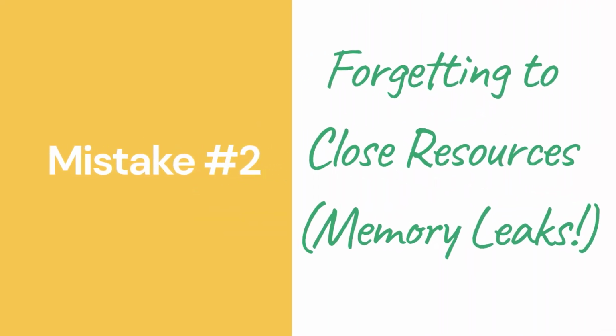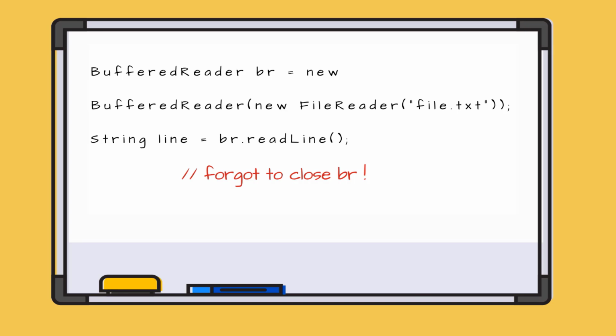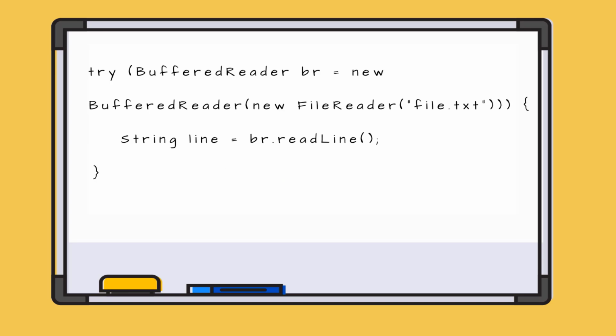Ever open a file in Java and forgot to close it? That's a memory leak waiting to happen. Not closing a file, database connection, or network socket wastes memory and can crash your application. The right way is to use try-with-resources, which automatically closes the resource for you.